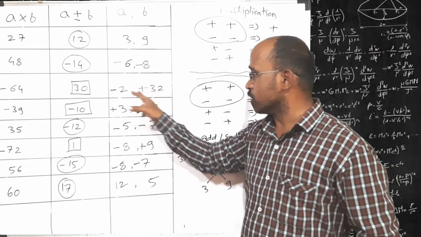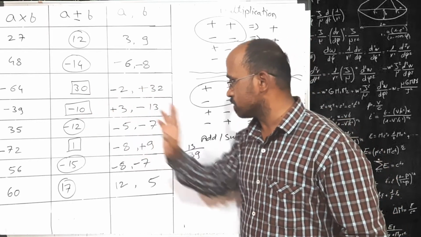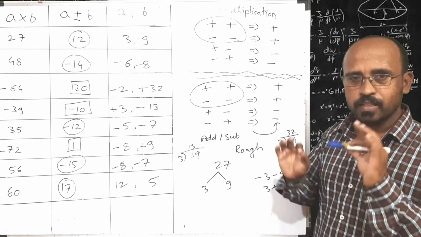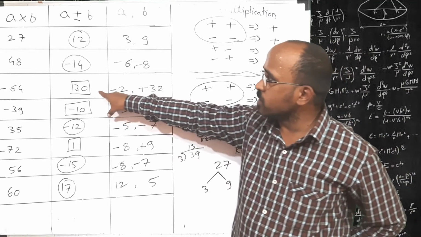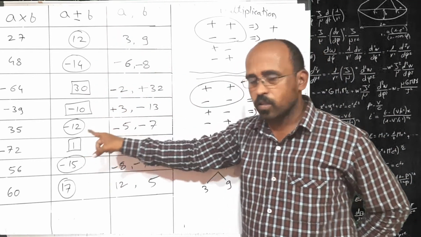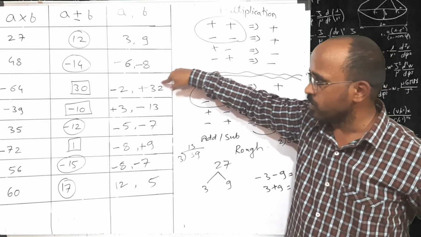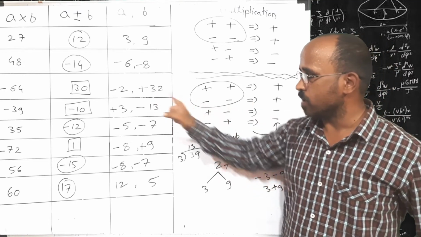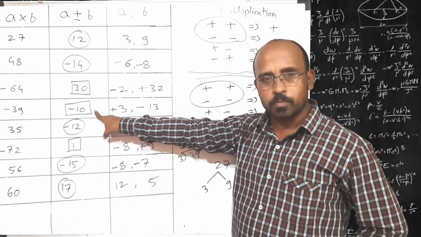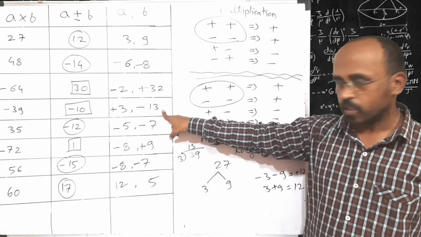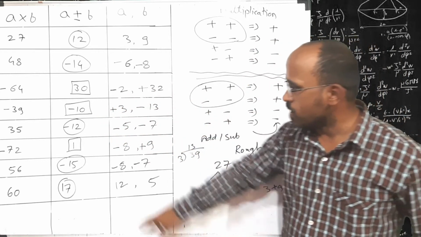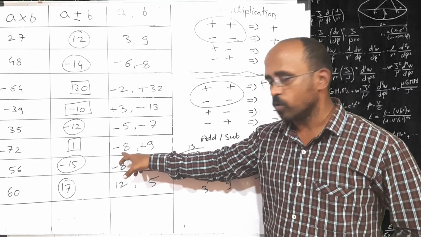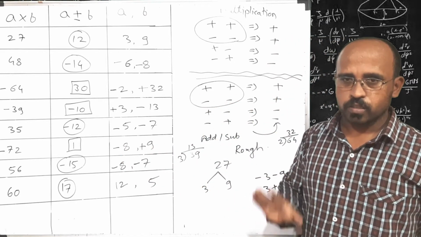See, 32 minus 2 is 30, 13 minus 3 is 10, 9 minus 8 is 1. In the case of subtraction, whatever is the symbol of the middle term, that will be the symbol of the greater magnitude, greater factor. The symbol of 30 is plus, so the symbol of the greater number is plus, and the symbol of the smaller number is minus. The symbol of 10 is minus, hence the symbol of the greater magnitude 13 is minus and the smaller number is plus. The symbol of 1 is plus, and the symbol of the greater number, which is 9, is plus, and the symbol of the smaller number is minus. Okay students, I hope you are getting the logic.